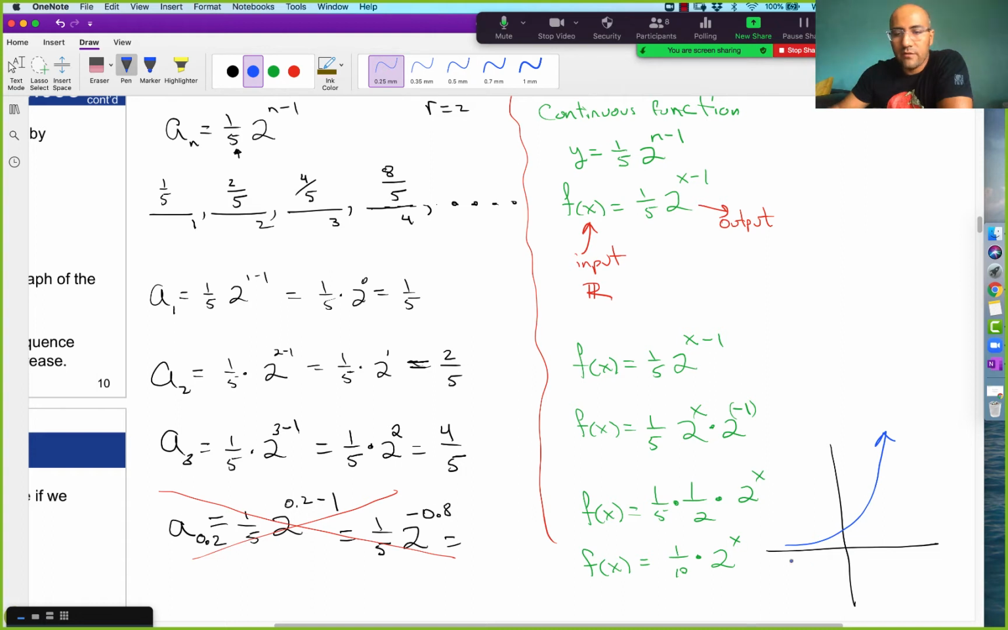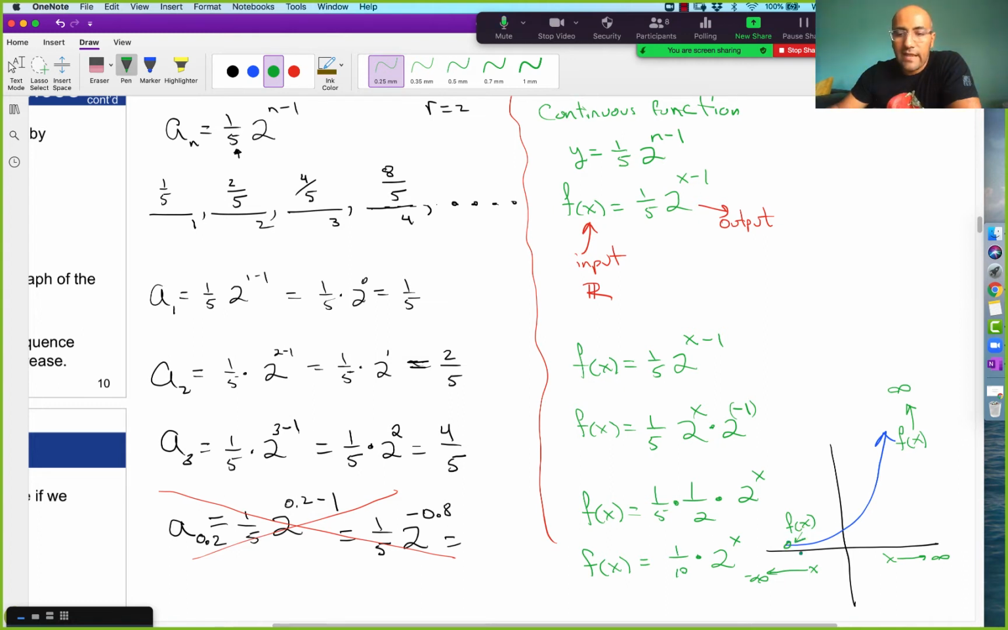Right? As x goes toward positive infinity, the function f of x will also go up toward positive infinity. As x goes toward negative infinity, then the function f of x heads toward 0. That looks weird, I have it pointing up for infinity, so maybe I should point down towards 0. This thing goes towards 0.